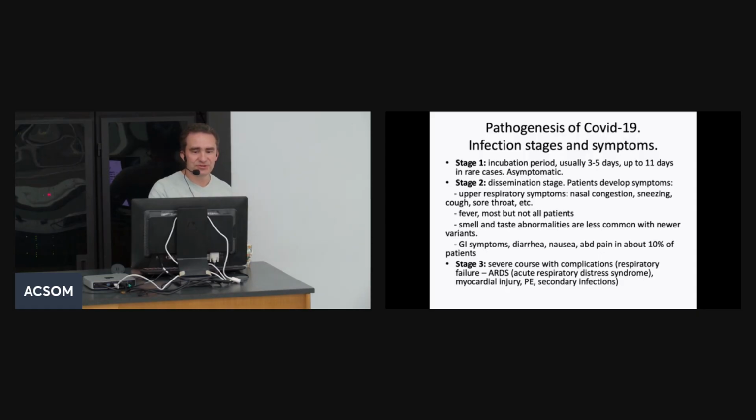Few people will develop GI symptoms like diarrhea, nausea, abdominal pain, and then a minority of the patients will go to stage 3, which is pretty rare now. It's a severe course with complications like respiratory failure, which is again a reaction with excessive inflammation. People may develop ARDS, acute respiratory distress syndrome. They may get other complications like myocardial injury, pulmonary emboli, secondary infections.